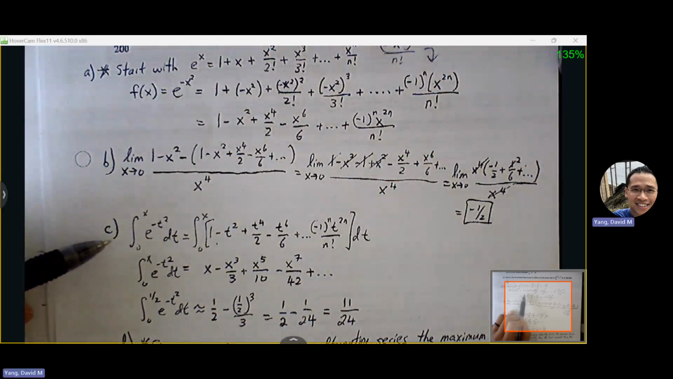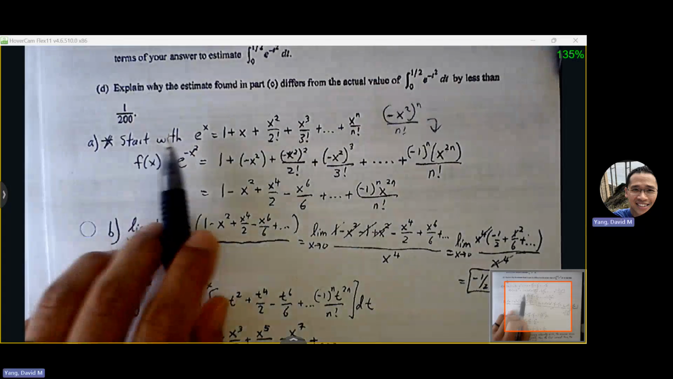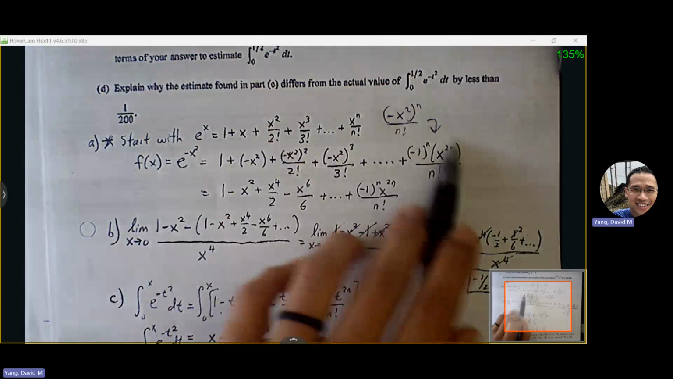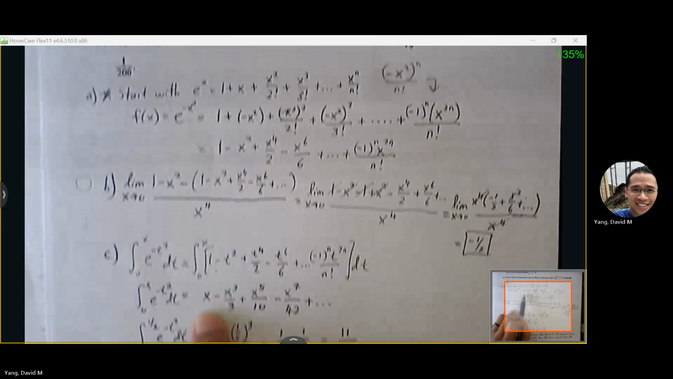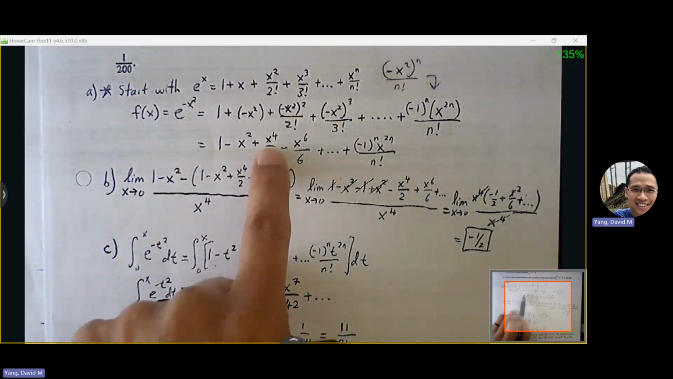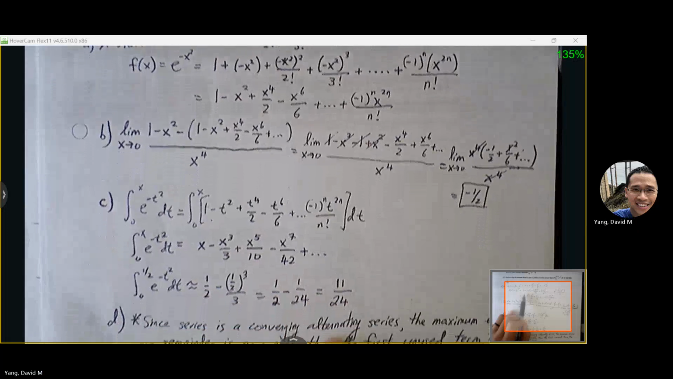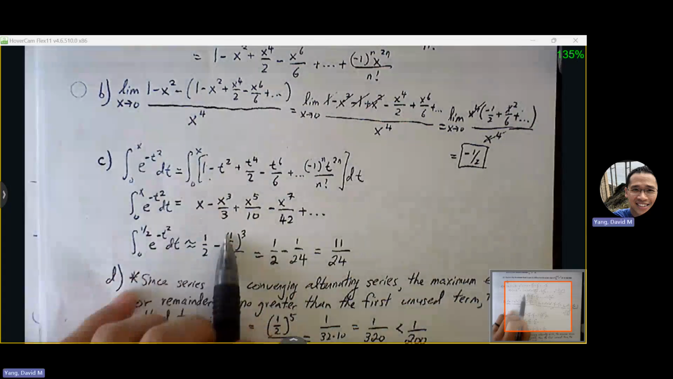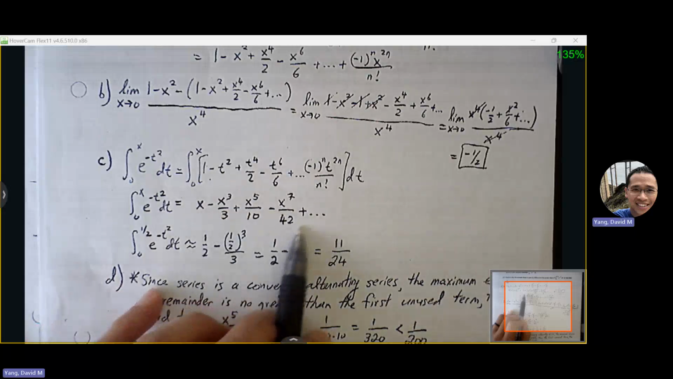Part C, we're just asked to find the antiderivative of e to the negative t squared. And we have e to the negative x squared, which is essentially the same thing as e to the negative t squared. So we just really have to find the antiderivative of what we built from part A. So 1 becomes x, x squared becomes x cubed over 3, x to the 4 becomes x to the 5 over 5, x to the 6 becomes x to the 7 over 7. And if we plug in our upper and lower bound, it just ends up being everything in terms of x, x minus x cubed over 3.